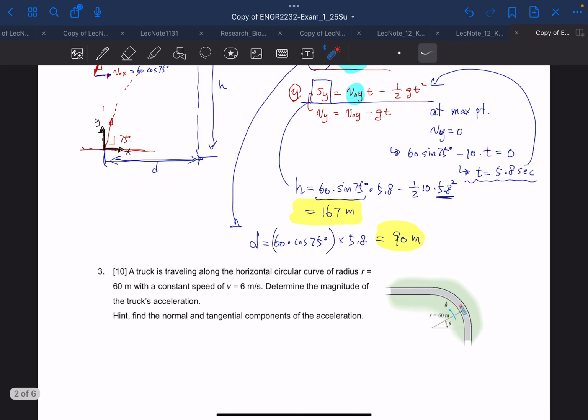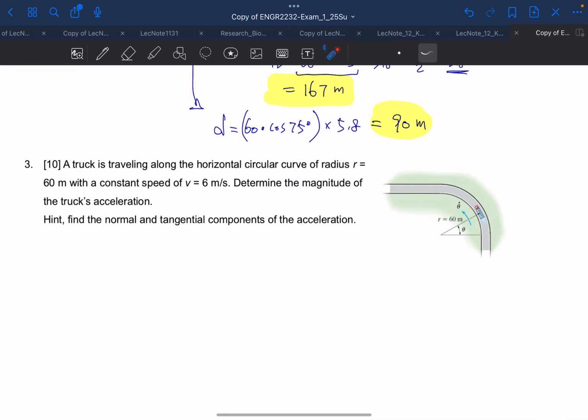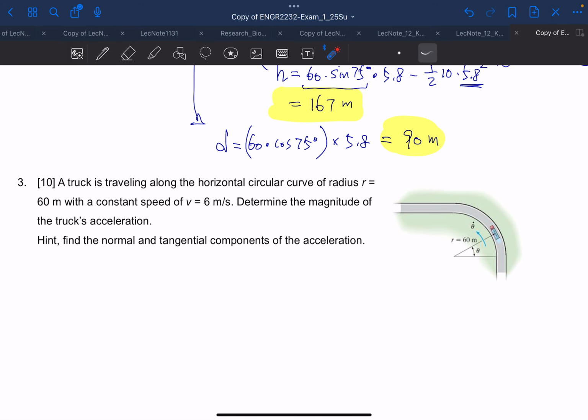Okay, now let's move on. The next one is coming from the problems in our notes, and from our textbook, the homework problems. A truck is traveling along a horizontal circular curve with a radius of 60 meters and a constant speed of 6 meters per second, and we want to find the magnitude of the truck's acceleration. The hint provided was to use the NT coordinate system.